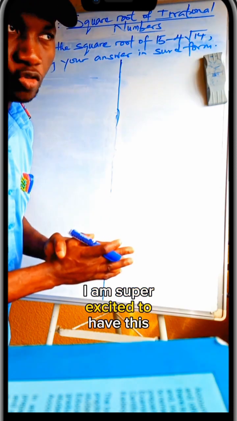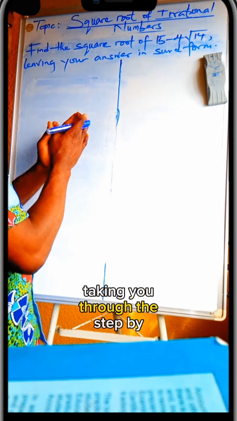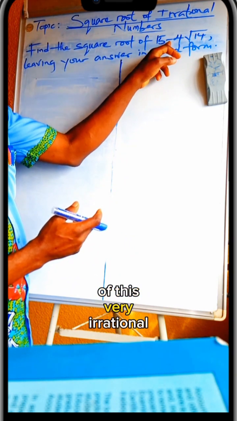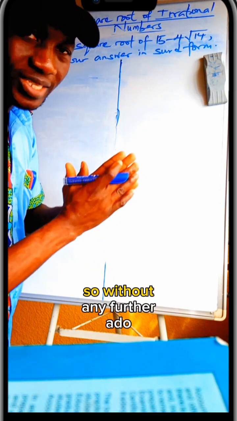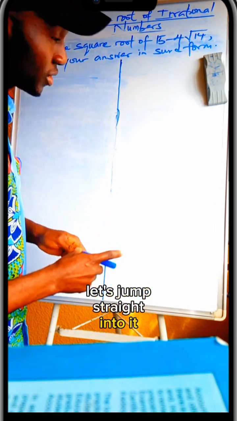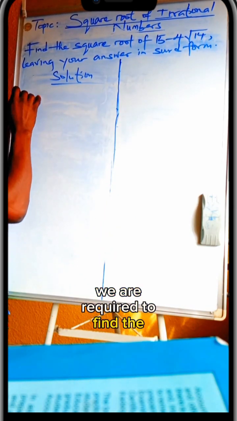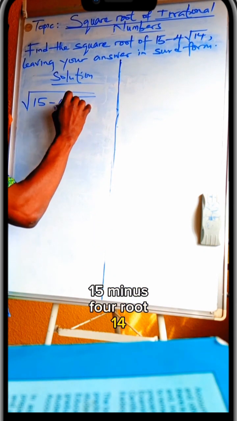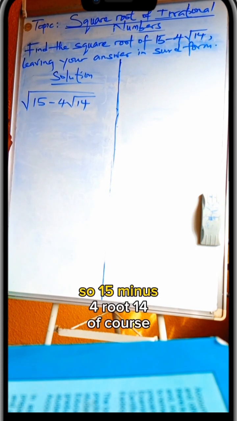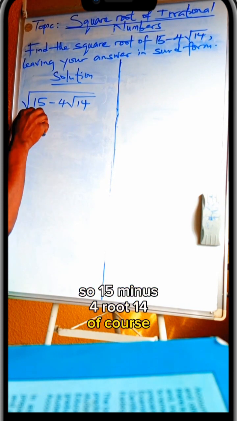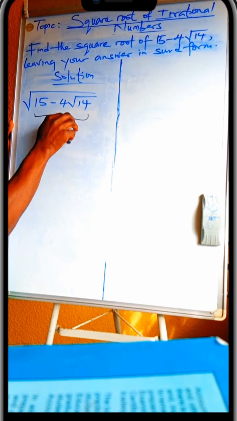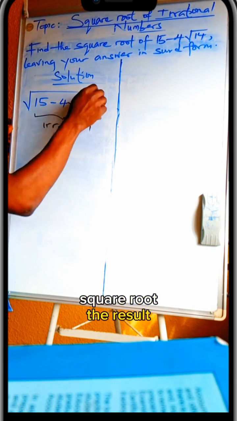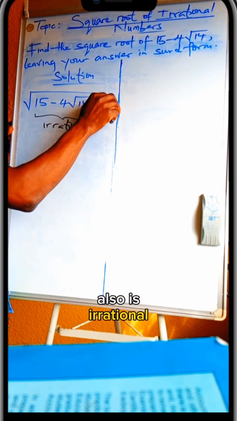I am super excited to have this session with you, taking you through the step-by-step approach to finding the square root of this very irrational number. So without any further ado, let's jump straight into it. We are required to find the square root of 15 minus 4 root 14. So 15 minus 4 root 14, of course, is irrational. Right. So when we take the square root, the result also is irrational.